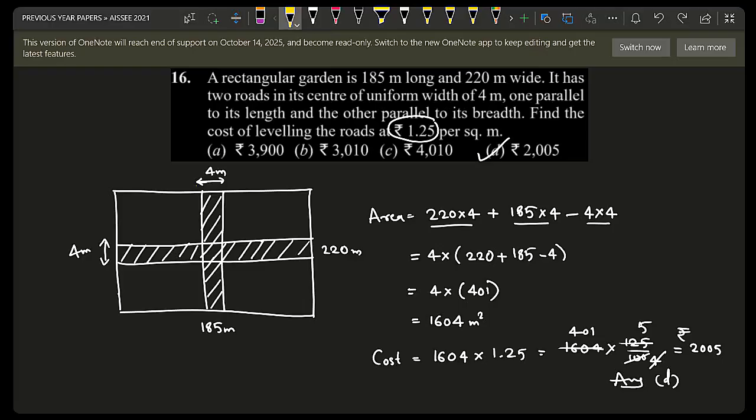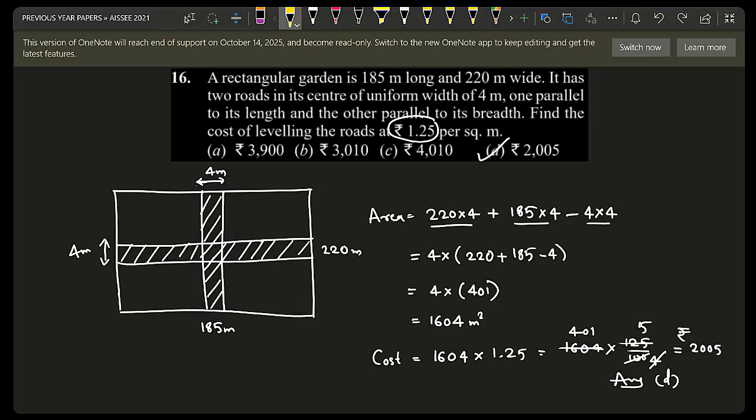Sir, I didn't understand the area of the rectangle. You know the formula. What is the area of the rectangle formula? Length into breadth. This is one area, and this area I will add. What is the area of this rectangle? 220 into 4, right? Yes or no?